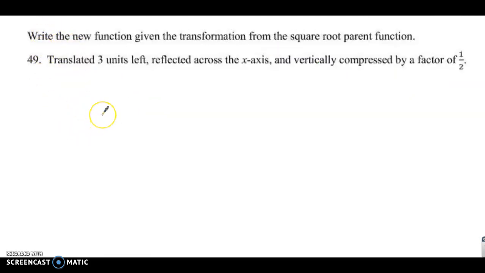Okay, now on number 49, this time they want us to write the equation, and they gave us the verbal description. So they're telling us that it's going to be a square root parent function, which remember our square root parent function is y equals the square root of x. And they're telling us it's going to be translated 3 units to the left. So remember, we talked about that left being where it's inside, attached to the x value.